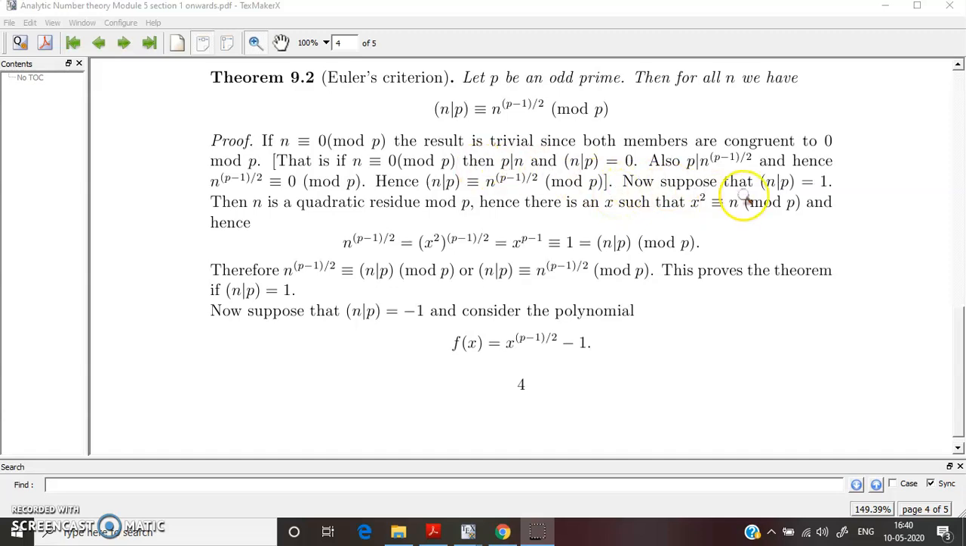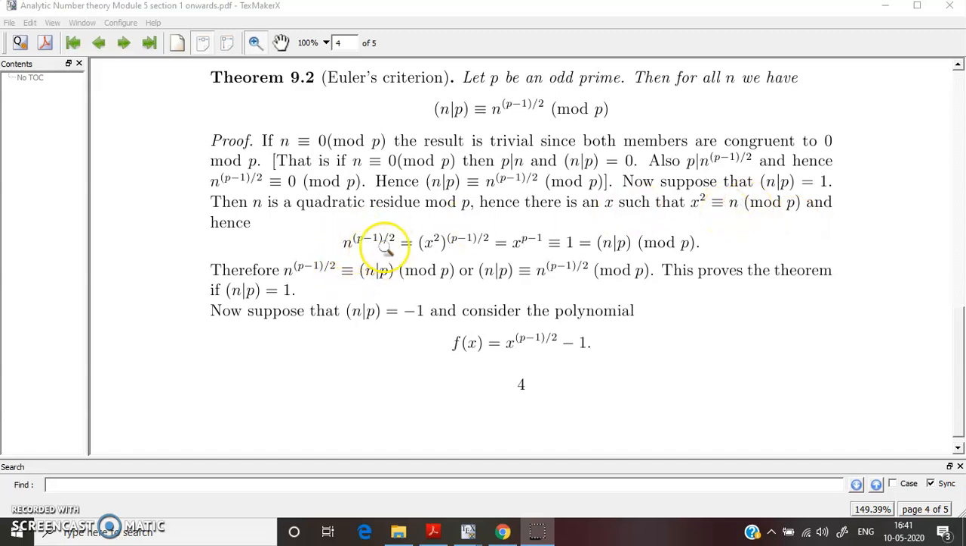Now we take the case where the Legendre symbol (n/p) is 1. Suppose that (n/p) is 1. That is, n is a quadratic residue mod p. Hence, we can apply the usual definition of quadratic residues, and there is an x such that x squared is congruent to n mod p.